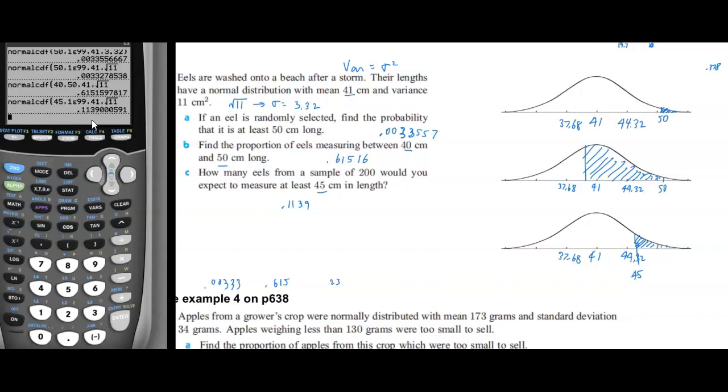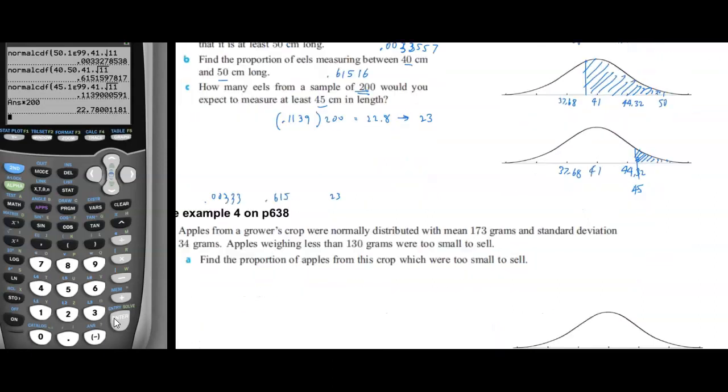And then I'm going to multiply that times 200 eels to see how many eels from that sample of 200 would be 0.1139 fraction, or 11.39%. So 200 eels, and that gives me 22.8. And then I'm going to round that to a whole number of eels, which would be 23 eels.